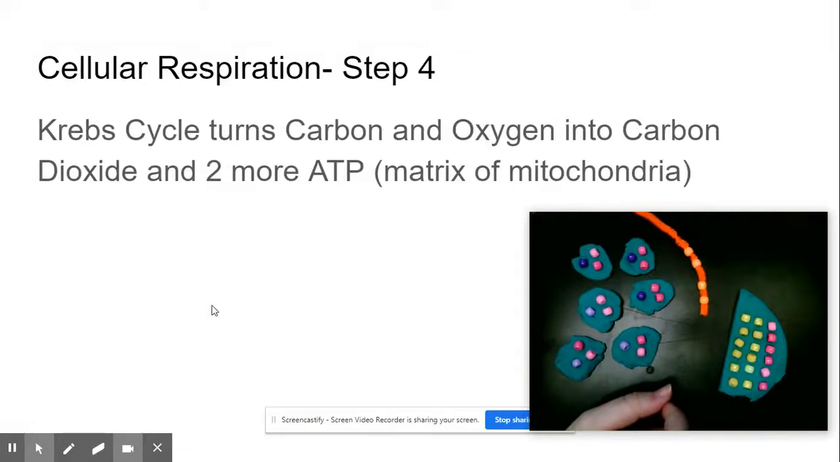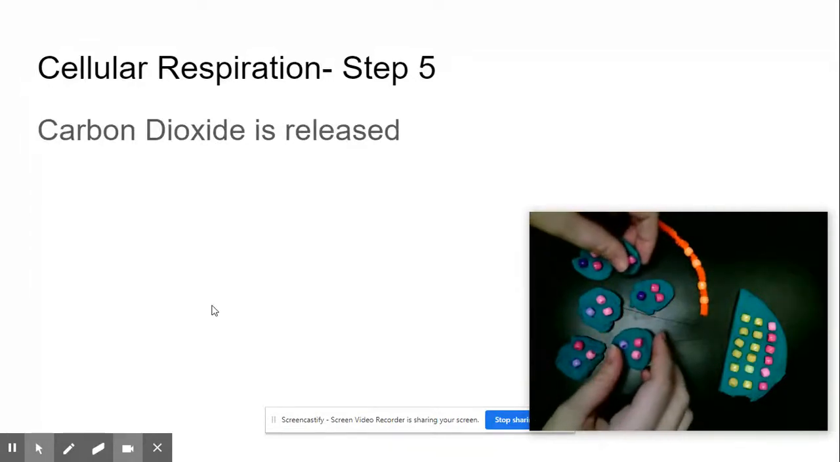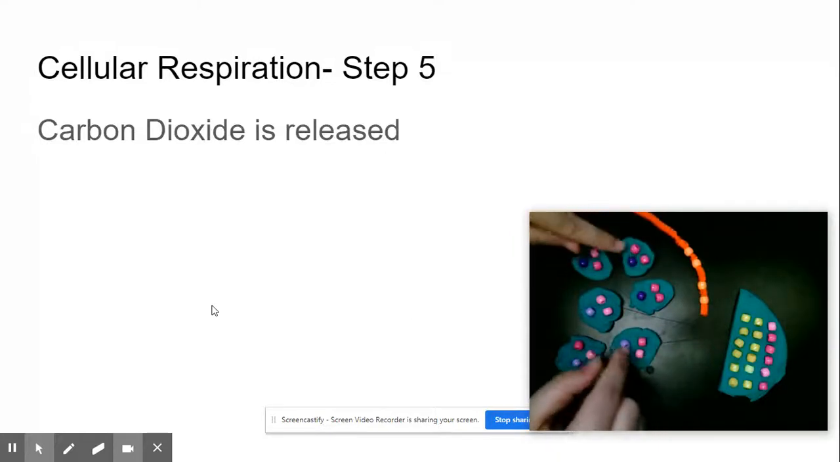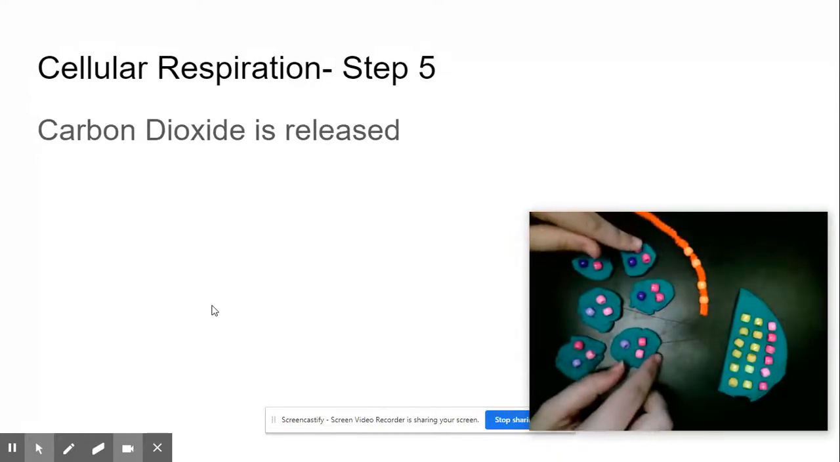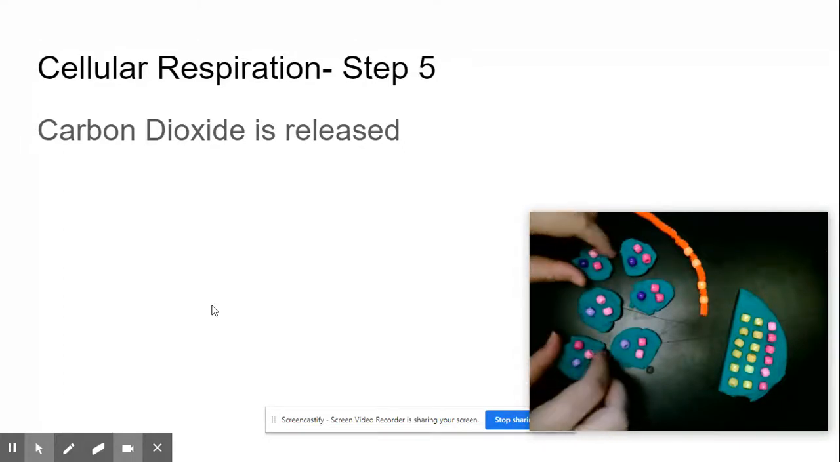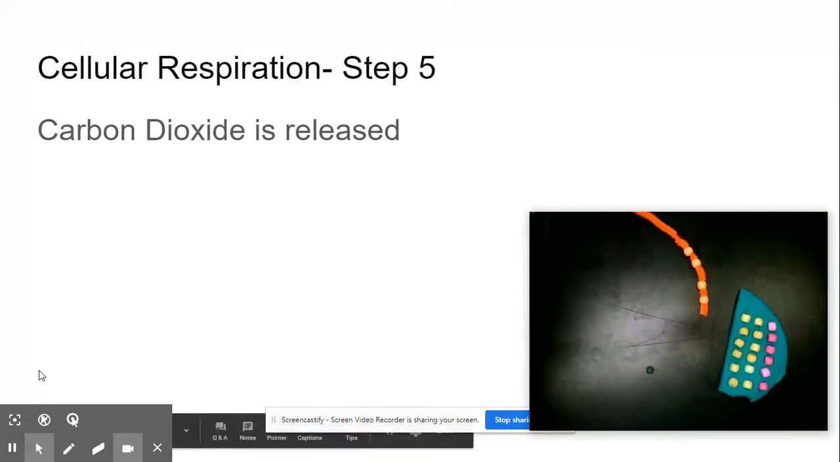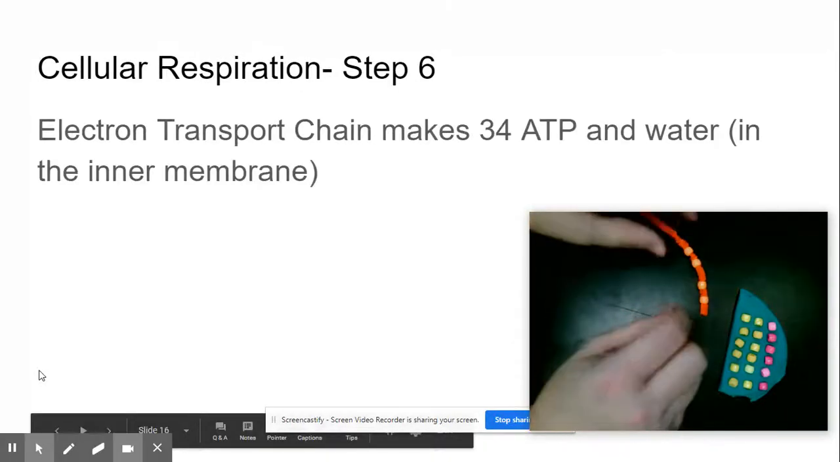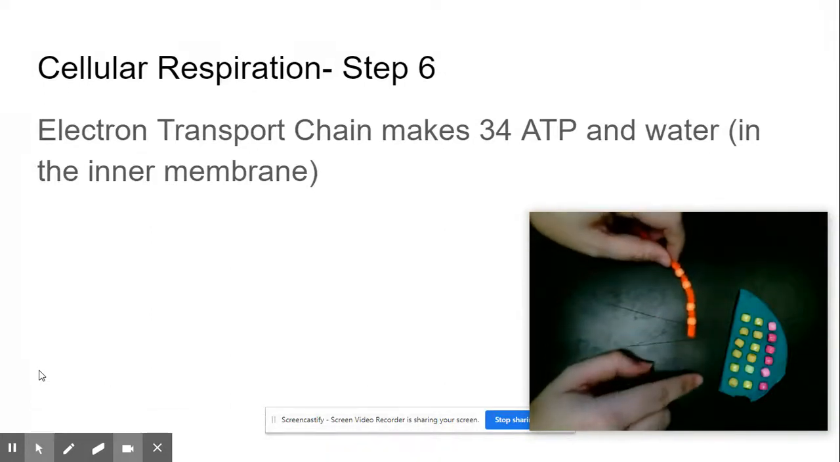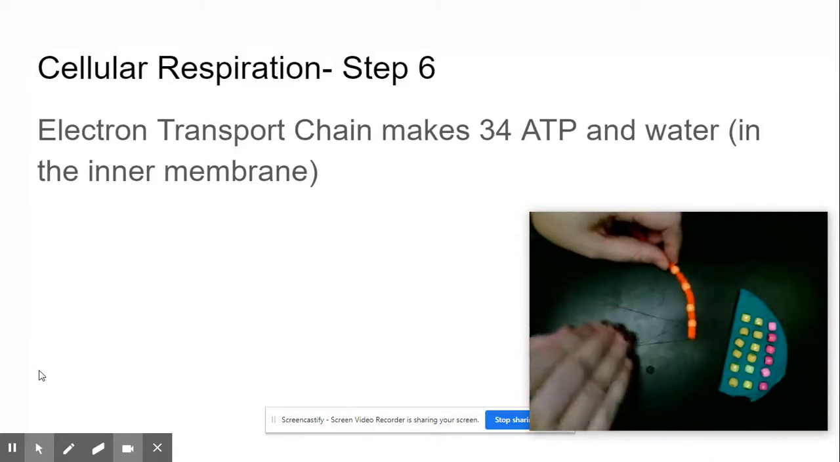Then for the next step, we're actually going to release the carbon dioxide. So just like a plant kind of breathes out oxygen because it doesn't really need it anymore, we breathe out this carbon dioxide and we just get rid of it. Once we have released the carbon dioxide, then we actually move into the inner membrane. So we have our pancakes and our syrup, we eat them through our mouth with our saliva, and then we go into our stomach. So the inner membrane is like the stomach of the mitochondria. It's the big squiggly on the inside of it.